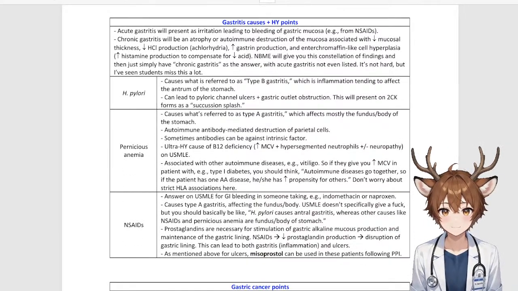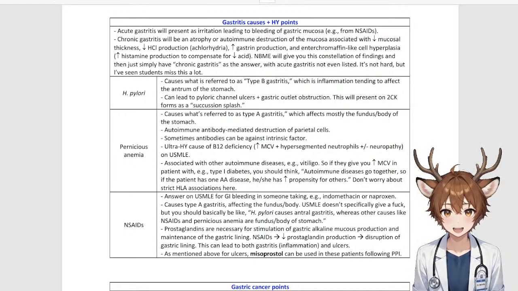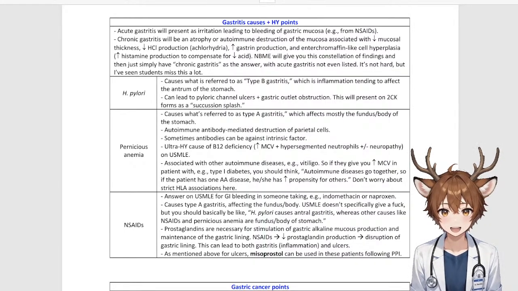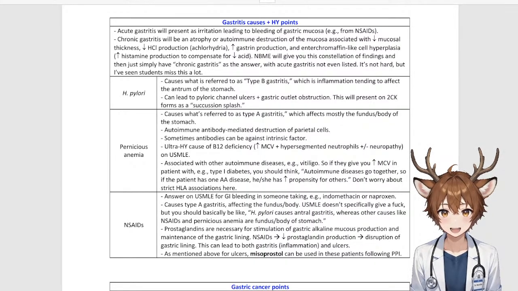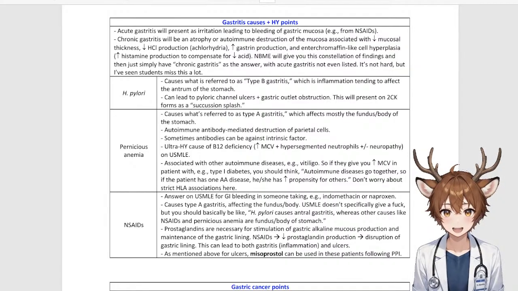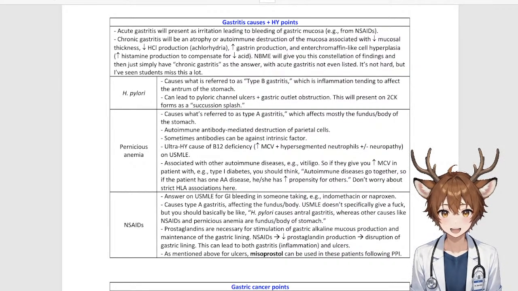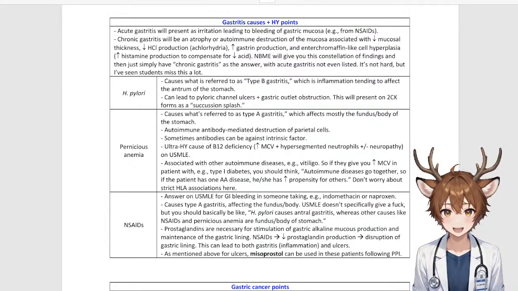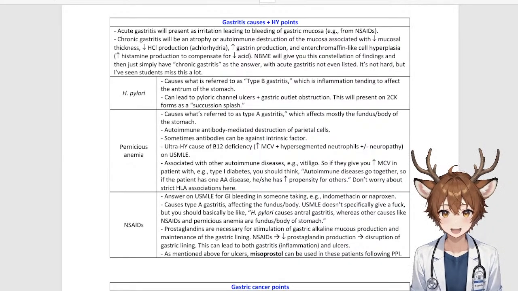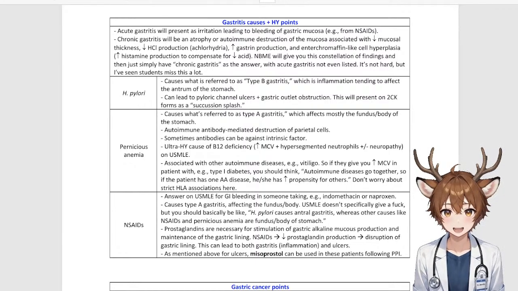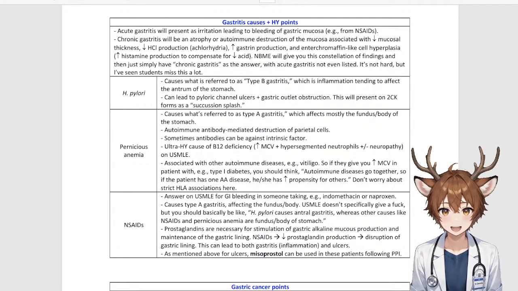Pernicious anemia. Pernicious anemia causes what is referred to as type A gastritis, which affects mostly the fundus and the body of the stomach. It is an autoimmune antibody-mediated destruction of parietal cells. Sometimes antibodies can be against intrinsic factor. It is an ultra-high yield cause of B12 deficiency, increased MCV plus hypersegmented neutrophils plus or minus neuropathy on USMLE. Associated with other autoimmune diseases, like for example vitiligo.